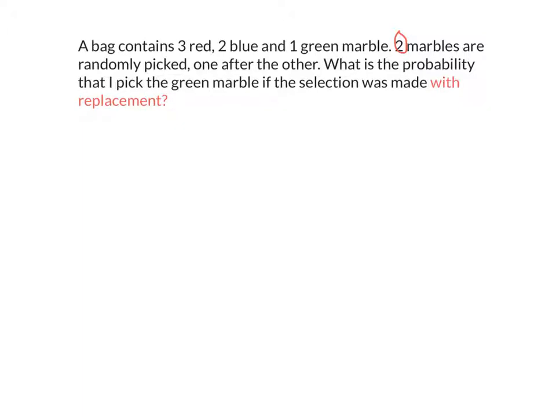Now for this one, because I'm picking objects randomly from something, I need to know whether it is with replacement, which means that after I take the first marble, I put it back, I replace it with an identical object, or if it was without replacement, where I don't replace the first object that I pick. That will affect the probabilities. So we're going to firstly do this if it was with replacement.